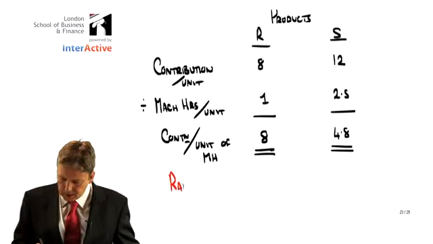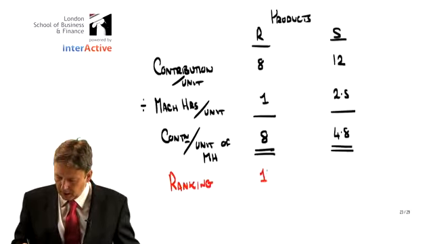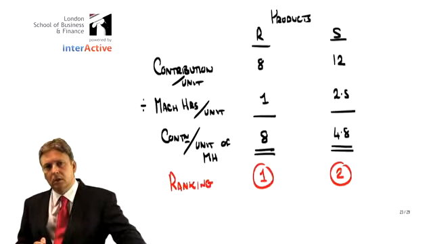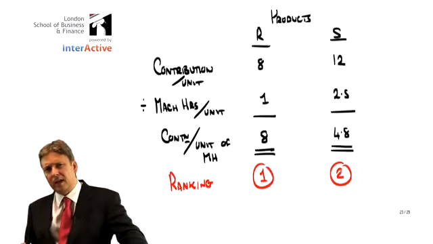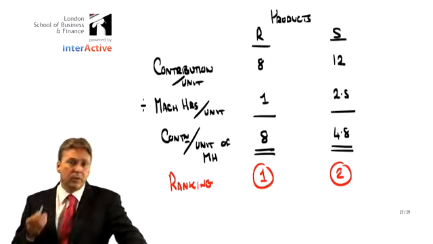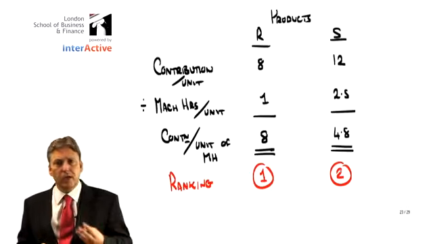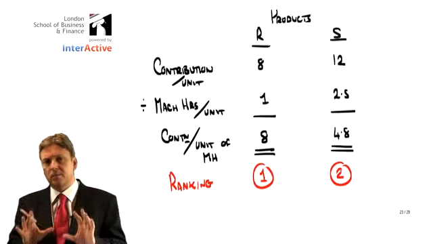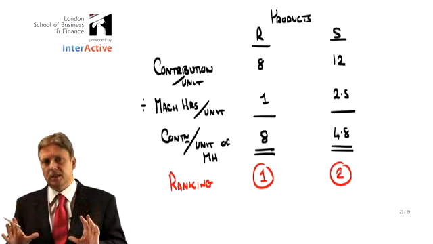What we would do next is prepare a ranking. We would rank R 1 and S 2. Now, of course, you could say that the ranking is not necessary here because there are only 2 products. But in your exam question, you could get 3 or 4 or possibly even 5 products. And the ranking simply makes life that much easier.